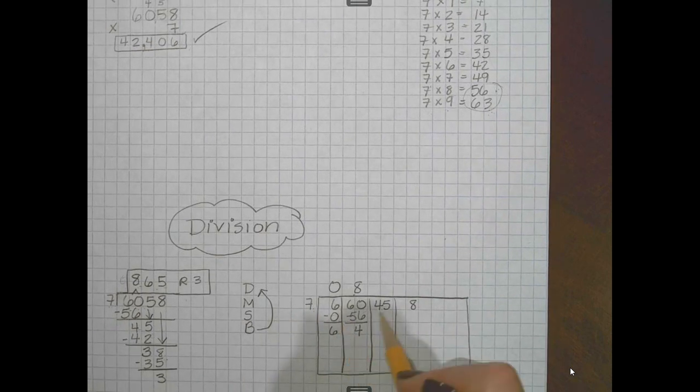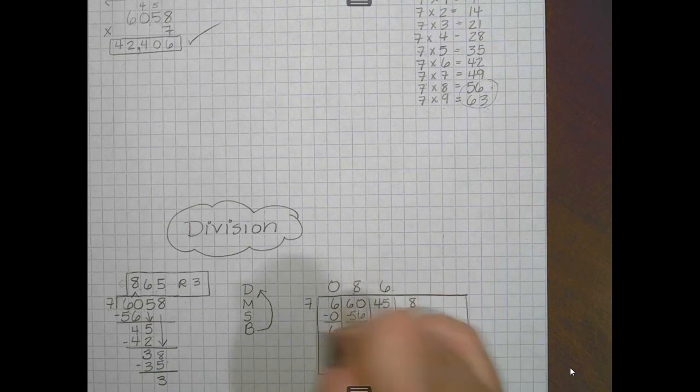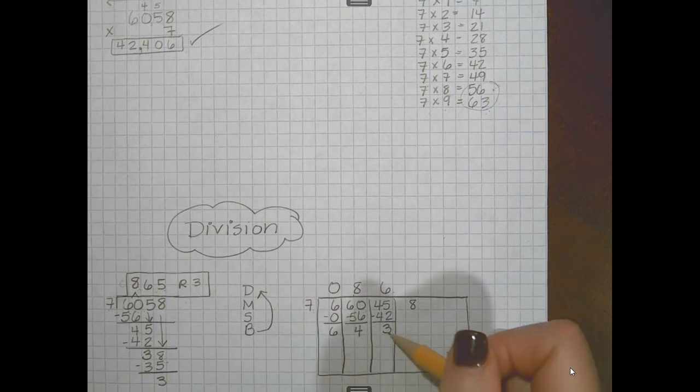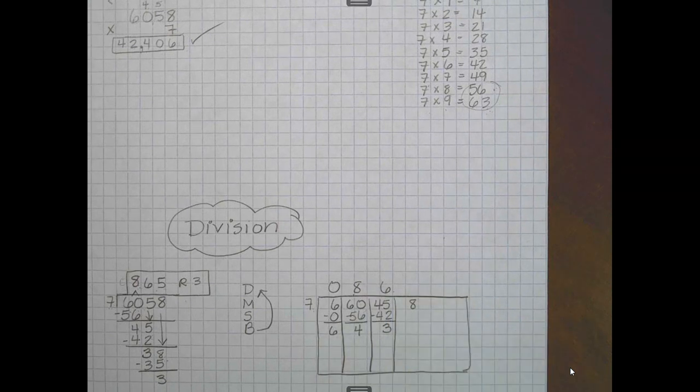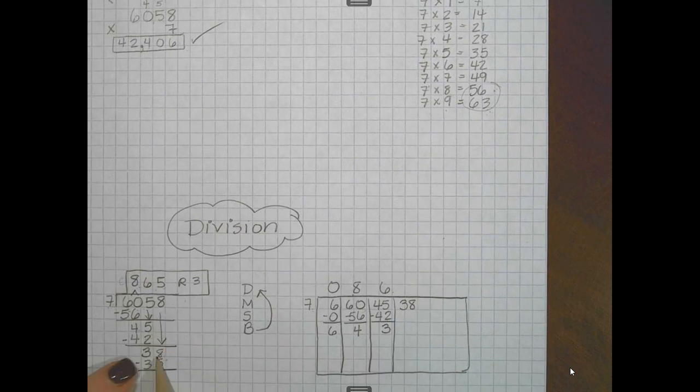So how many groups of 7 can you make with 45? That would be 6. 6 times 7 is 42. When you subtract, you get 3. So this is 3 groups of 10 that we cannot make 7 equal groups with. So we're going to rename that as 30 ones, and we're going to add it to the 8 ones that we're getting ready to divide into. And that happened here, except instead of bringing the 3 up, we brought the 8 ones down.